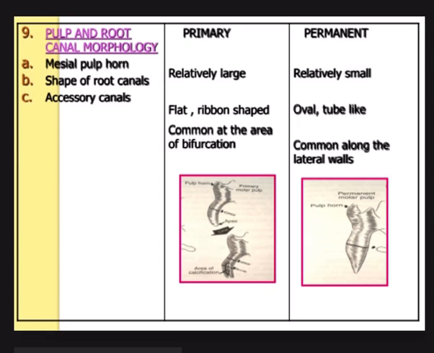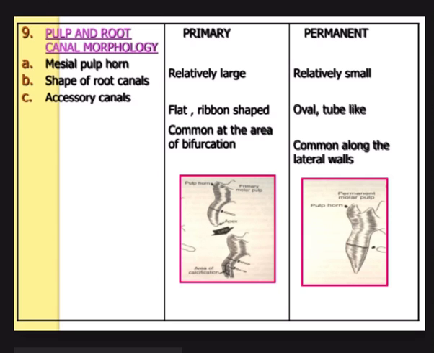Now, coming to the pulp canal and root canal morphology, the mesial pulp horn is relatively large and highly placed. So especially when you're doing an MOD preparation or a class 2 on a mesial aspect, you'll have to be very careful because the mesial pulp horn is large and highly placed, whereas it is relatively small in your permanent. Coming to the shape of the root canals, the root canal is flat and ribbon shaped in your primary, whereas it is oval or tube like in your permanent.